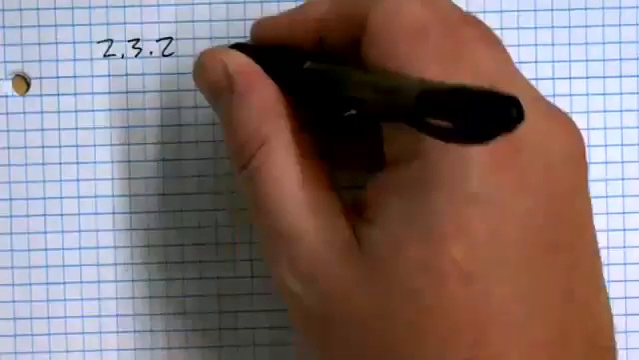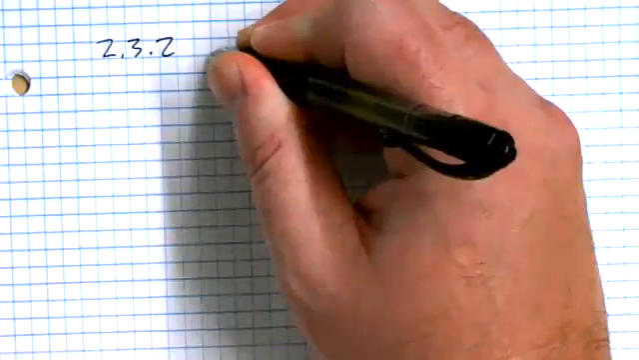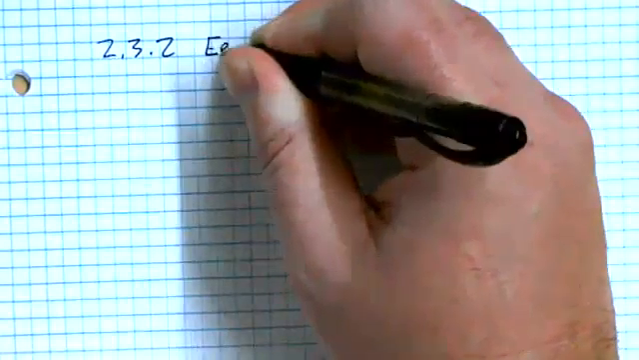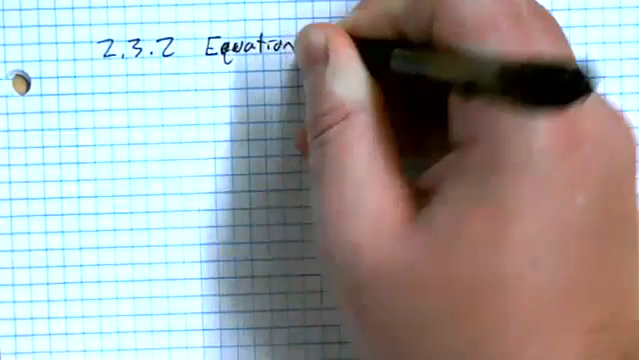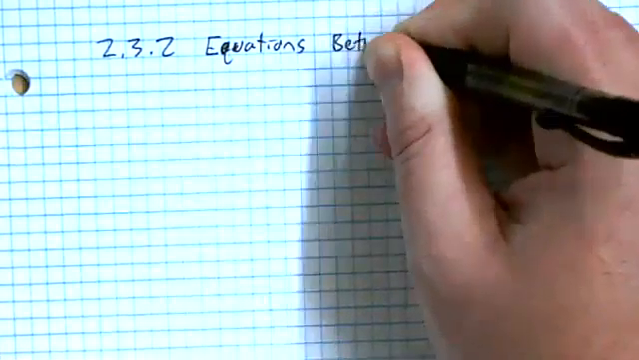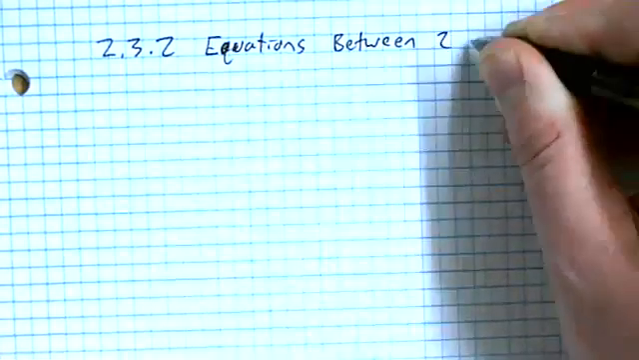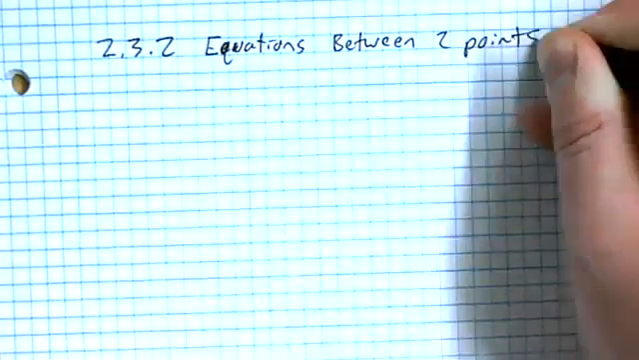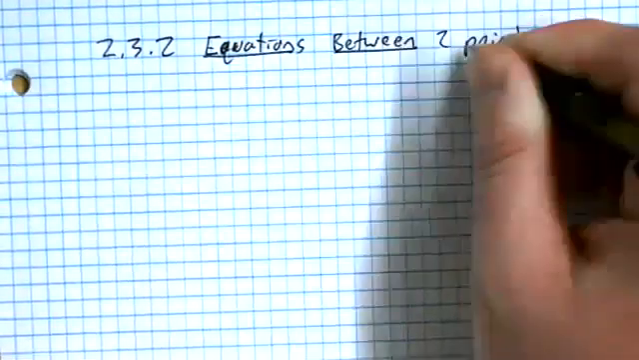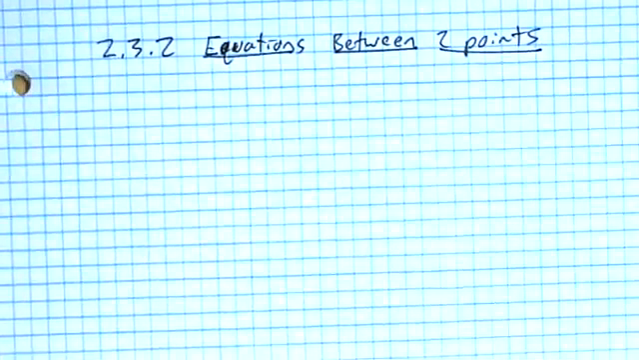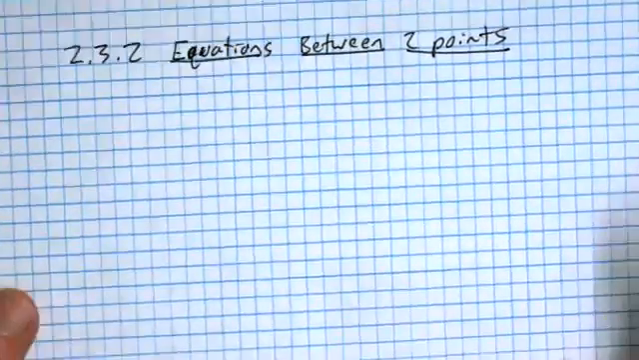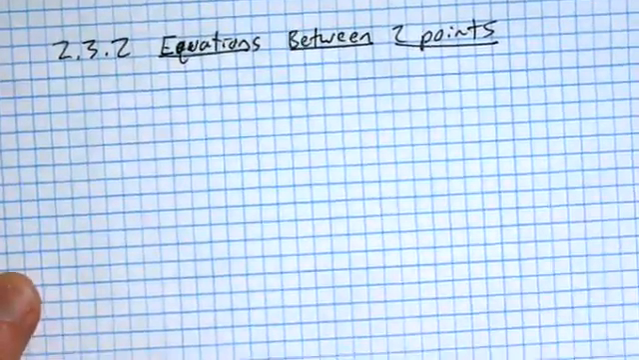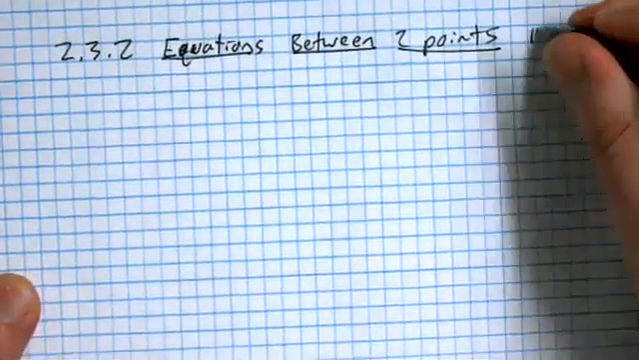2.3.2, last section of the chapter, we're working on equations between 2 points. Equations between 2 points. And let's use some of those good student skills and put our date and everything on here. Today is Monday, November 6th.